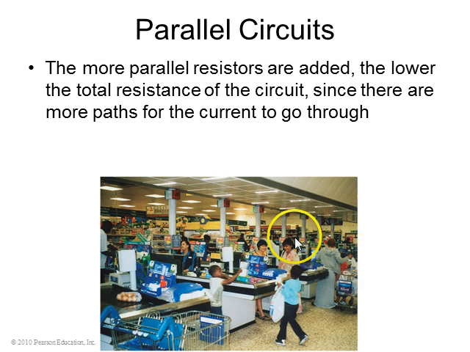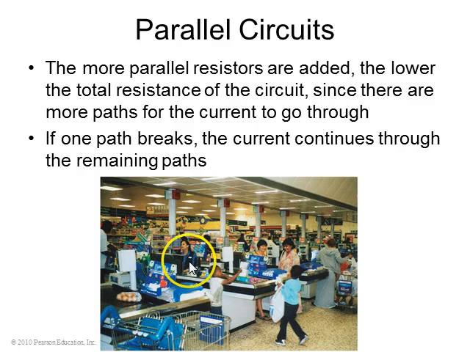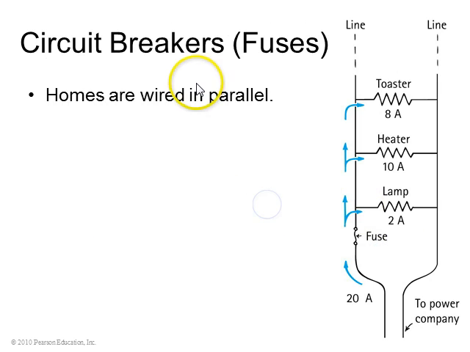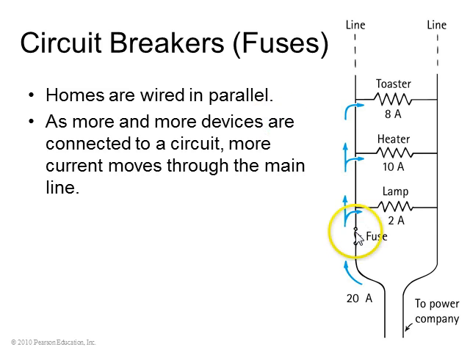A sort of analogous situation for parallel circuits is lineups at the grocery store. Okay, it takes time to get through each lineup, but as you add more lineups, the total resistance is lower, since you can go through these different paths. And if one path breaks, if you've got a price check on one aisle, then people can continue through the remaining paths. So that's why homes are always wired in parallel.